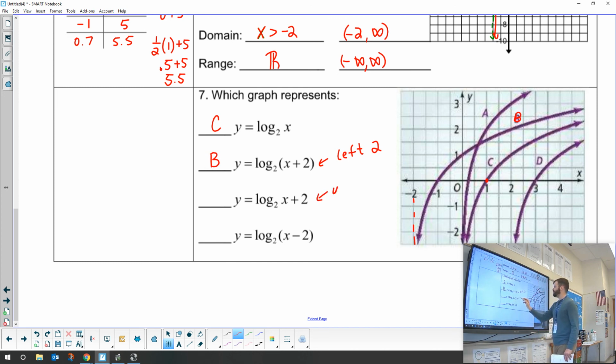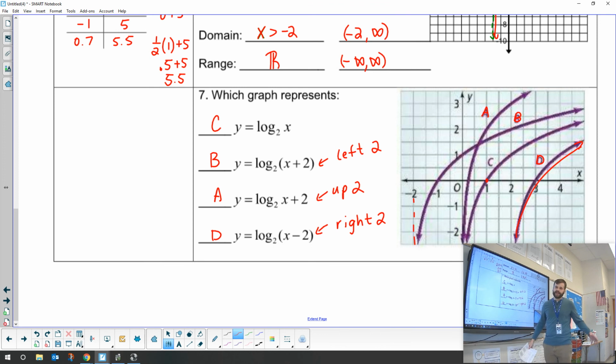This one's going to be one that went up 2, but still has an asymptote at 0. So we have this asymptote at 0. Check this out, how it shifted up 2. So this A is going to be the one that shifted up 2. And then lastly, x minus 2, that one's going to be the one that went to the right 2. And so that one's obviously going to be this one out here, which is D.